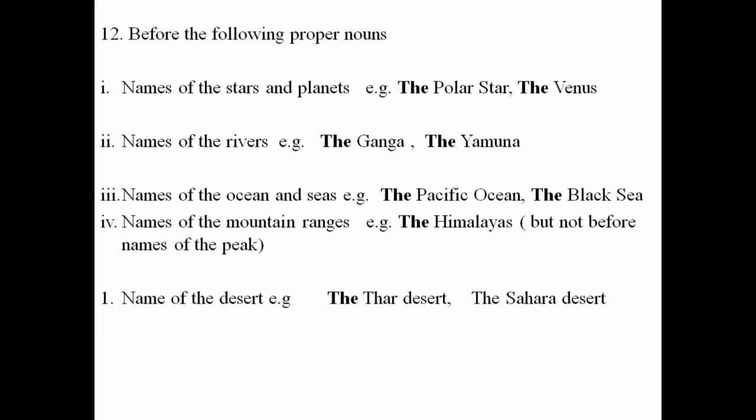Finally, before the following proper nouns, names of stars and planets, the polar star, the Venus. Names of the rivers, for example, the Ganga, the Yamuna. Names of the oceans and seas, the Pacific Ocean, the Black Sea. Names of mountain ranges, but not their peaks, for example, the Himalayas. Here, the Himalayas is a range of mountains, but not before Everest, as Everest is the peak and not a range. Lastly, before names of the deserts like the Thar Desert, the Sahara Desert.